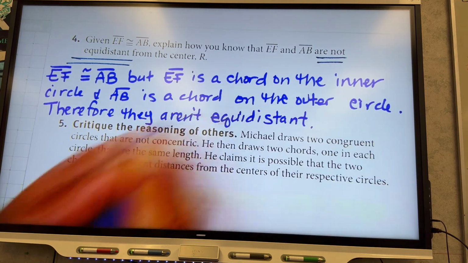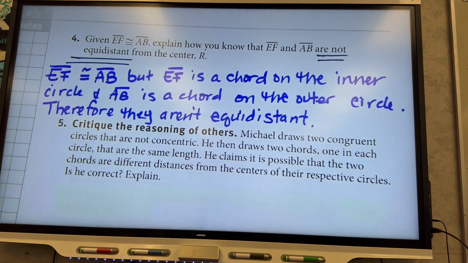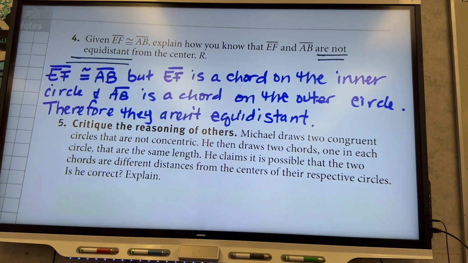As you guys remember from January, there was a lot of writing in geometry because there's a lot of definitions and theorems that we have to establish. And that's why I use my abbreviations, my symbols. We're going to use a lot of that. All right, we're going to critique Michael over here.